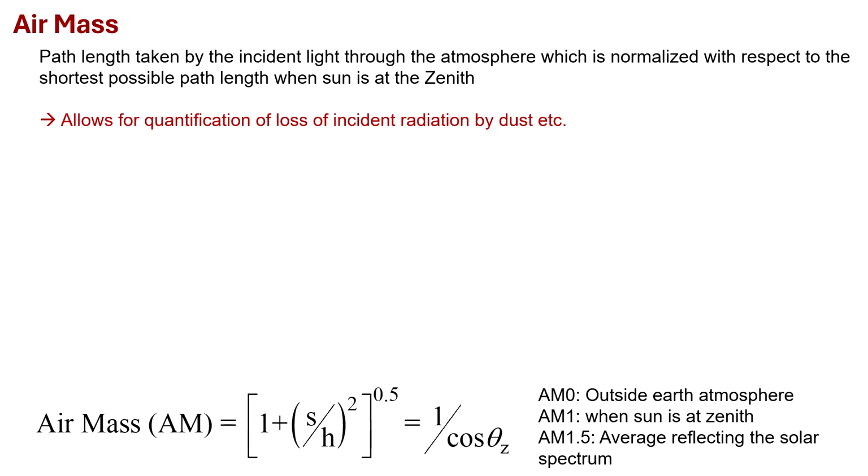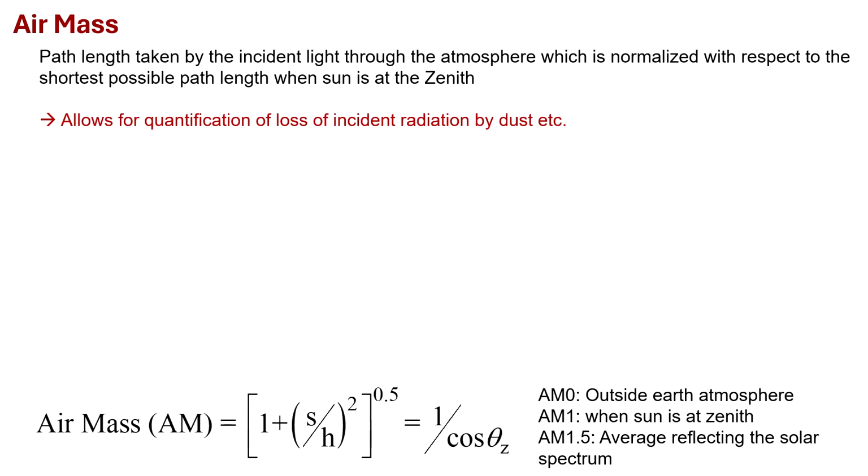So, to quantify the effect of loss of incident radiation by a variety of these components, we use a quantity called air mass. And because the sun changes its position throughout the day, the conditions also change throughout the day. So, we need to average it out for a solar panel. Air mass is a measure of the path length taken by the incident light through the atmosphere, which is normalized with respect to the shortest possible path length when the sun is at zenith.